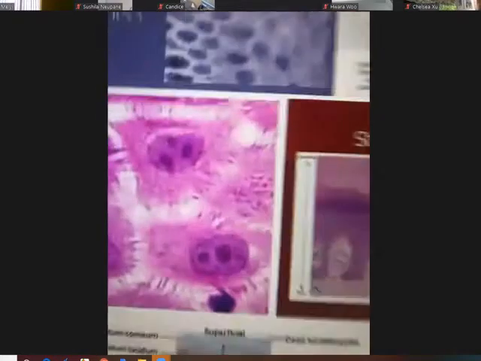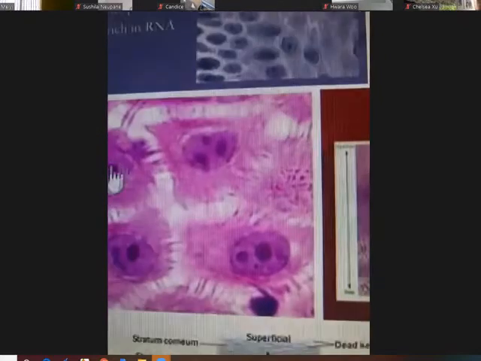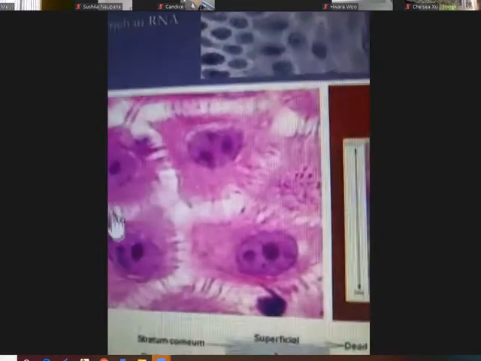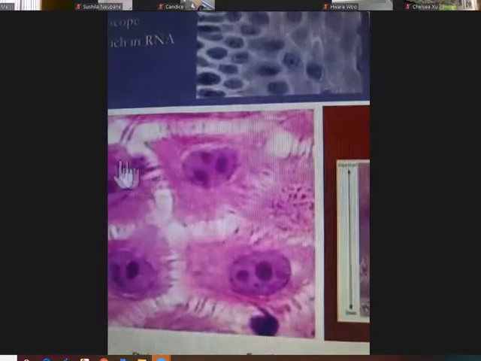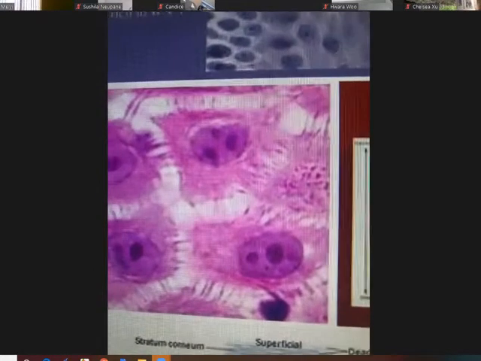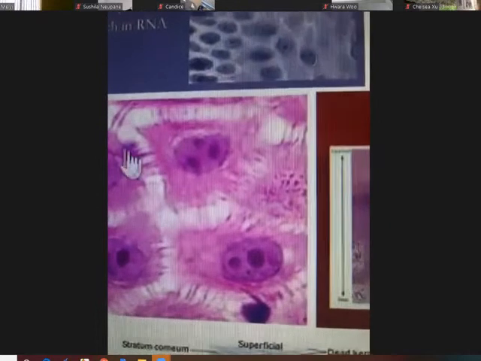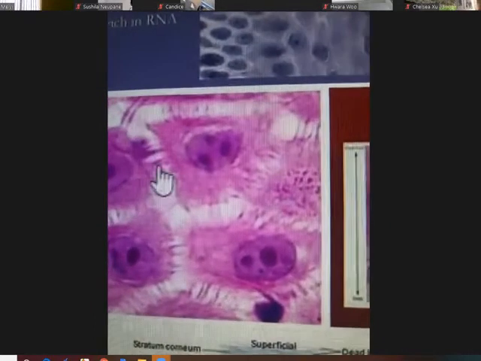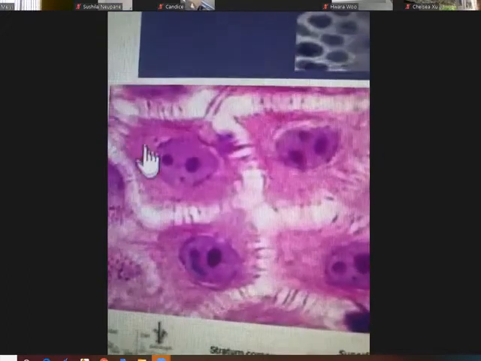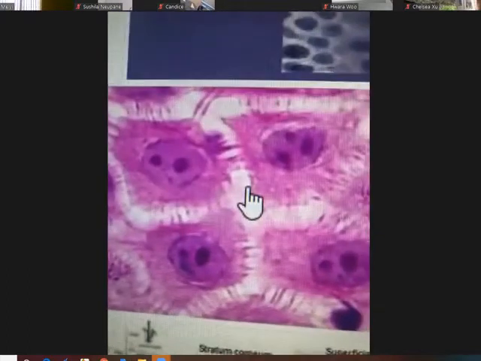Okay, this is your stratum spinosum. You can see the spines. See here, it looks spiny. These are the cells of your fourth layer, and you can see they look like spines, so it is called spiny. Spiny means thorny, spines are thorns. Okay, that's why it's called the spiny layer. The stratum spinosum is the spiny layer because the cells look like they have spines.